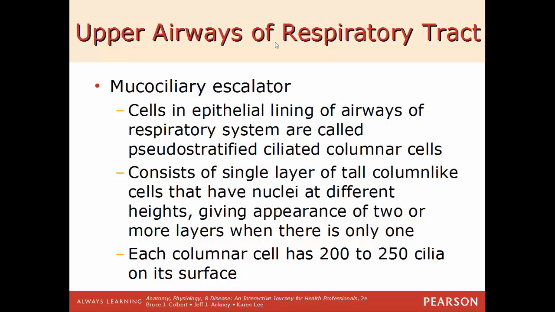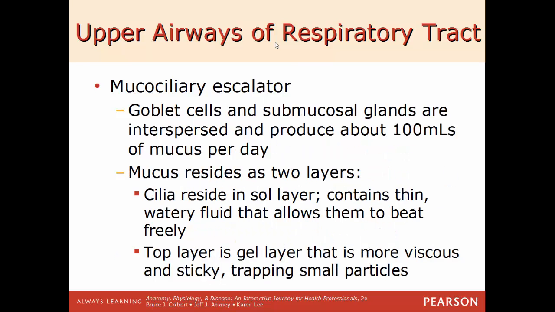Each of these columnar cells has 200 to 250 cilia on its surface. Goblet cells and submucosal glands are interspersed and produce mucus. The mucus resides as two separate layers. The cilia reside in the sol layer, which contains a thin, watery fluid that allows them to beat freely. And the top layer is a gel layer, which is a lot more viscous and a lot more sticky, and is what will trap small particles.